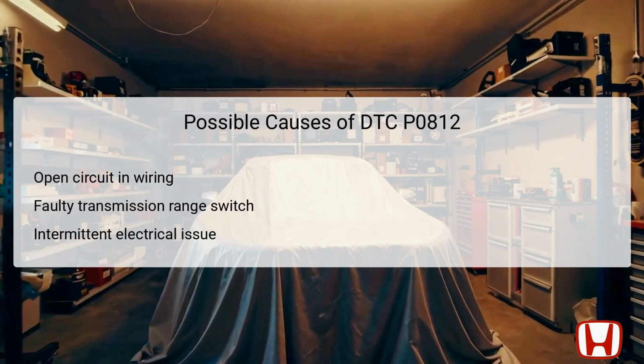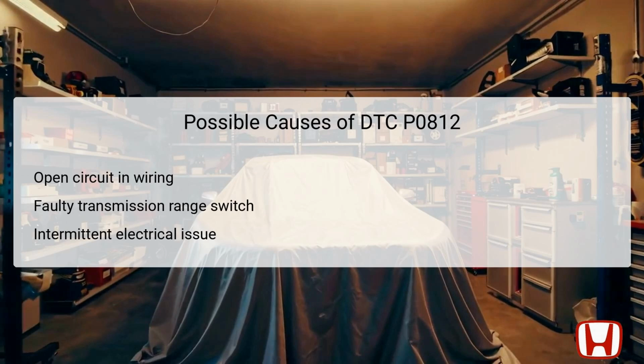There are several potential causes for the DTC P0812 error. First, an open circuit in the wiring can disrupt the flow of signals between the transmission range switch and the PCM. Such an open circuit might result from damaged wiring or poor connections.